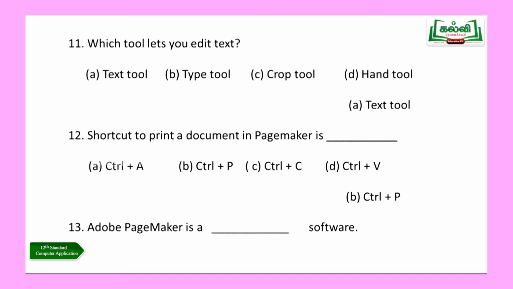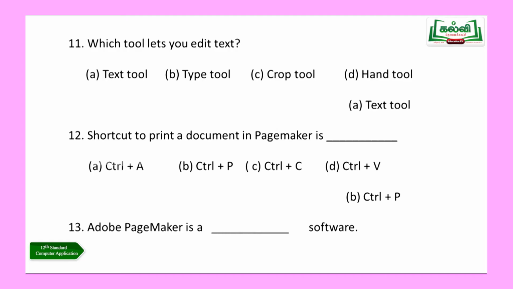Next you can go for the 12th question. The shortcut to print a document in PageMaker is... To print, usually, as I told you, just as Control plus A is used universally in almost all the softwares to select everything, they use Control plus P. Control plus P is used as a keyboard shortcut.